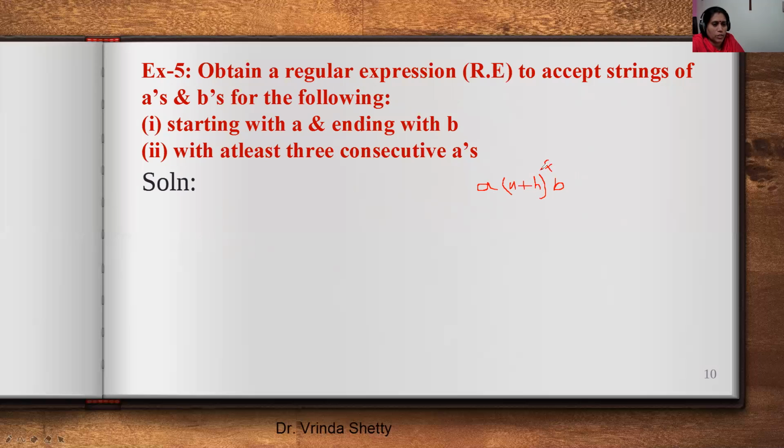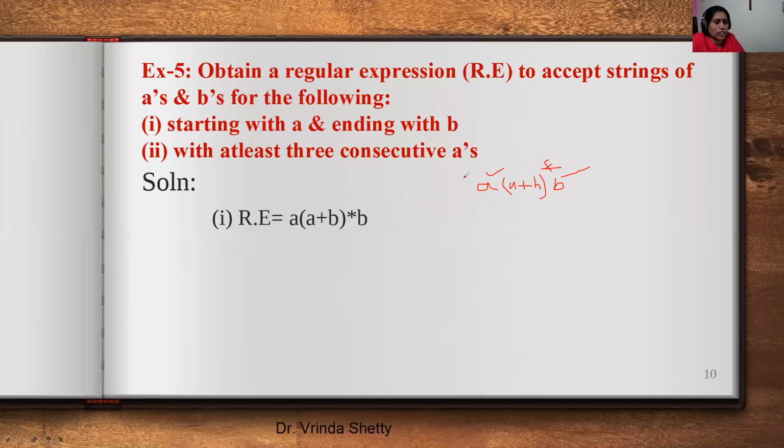So what is happening here, students? Here it is starting with a, here it is ending with b, and in between it can have any number of a's and b's. Check the regular expression: starting with a, ending with b, and in between any number of a's and b's. Next, what does the next question say? With at least 3 consecutive a's. At least 3 consecutive a's means there should be a minimum of 3 continuous a's.